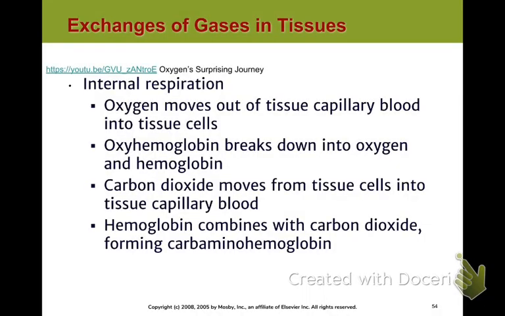So here we have the process of internal respiration. Please watch the video. That's the link right there. But this shows you that the oxyhemoglobin is what we call oxygen and hemoglobin when they're bonded together. And carbaminohemoglobin is the association between the carbon dioxide and the hemoglobin. Okay.